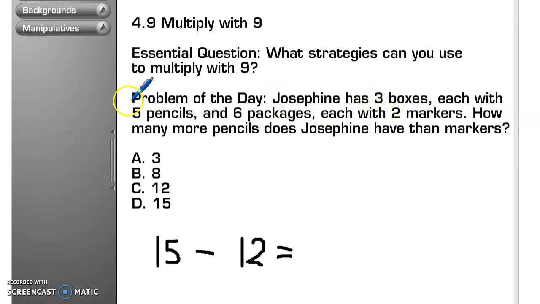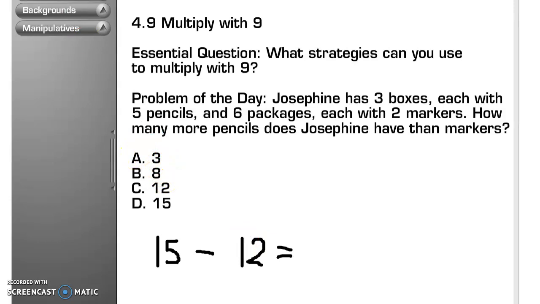So I know I have 3 boxes and 5 pencils in each box. So that is 3 times 5, which equals 15. And then I have 6 packages with 2 markers each. So that's 6 times 2 equals 12. So when I subtract, because it says how many more, I'm going to do 15 minus 12, which equals 3.